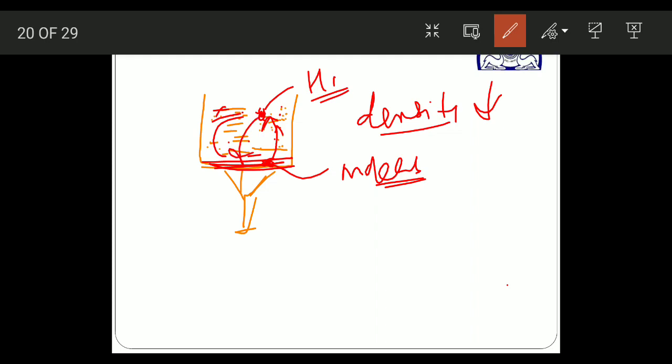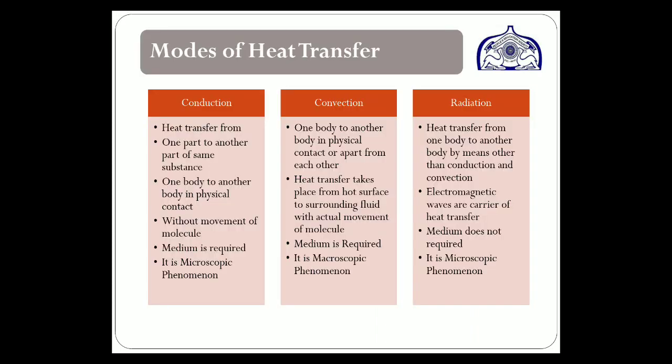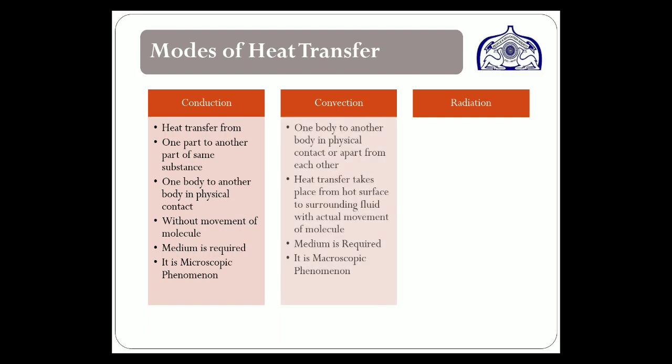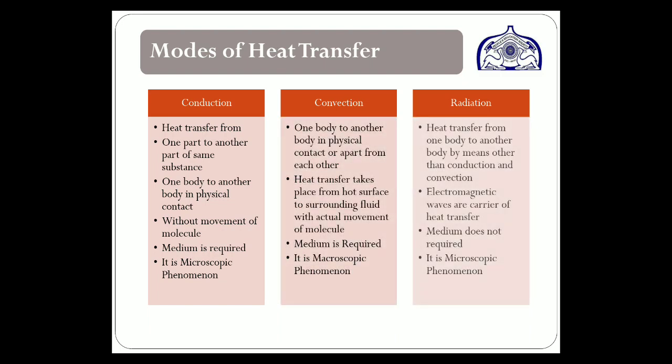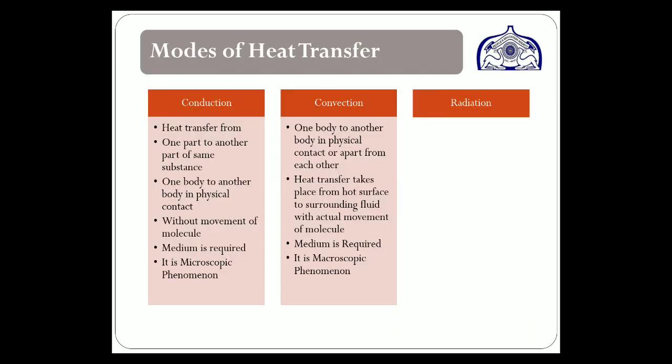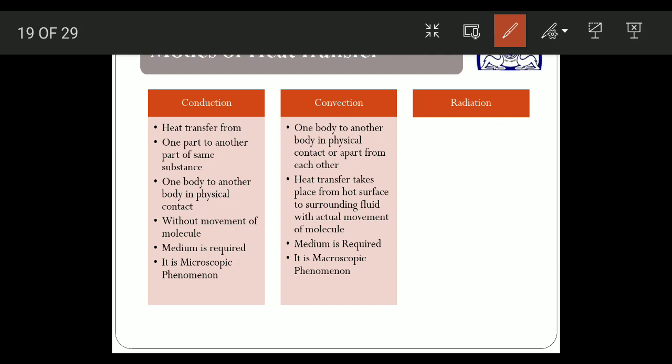So there is continuous motion of the molecules from one part to another part in this particular convection. Okay, so how can you define convection? Convection is the mode of heat transfer in which heat is transferred from one body to another body which are in physical contact or apart from each other, no matter.